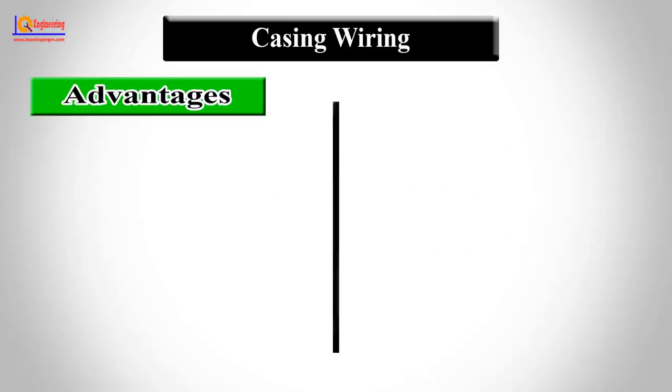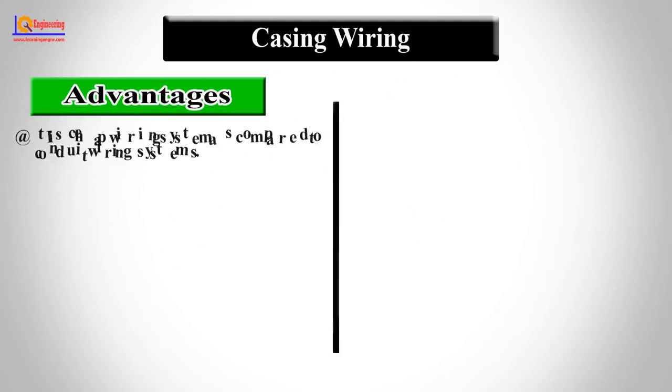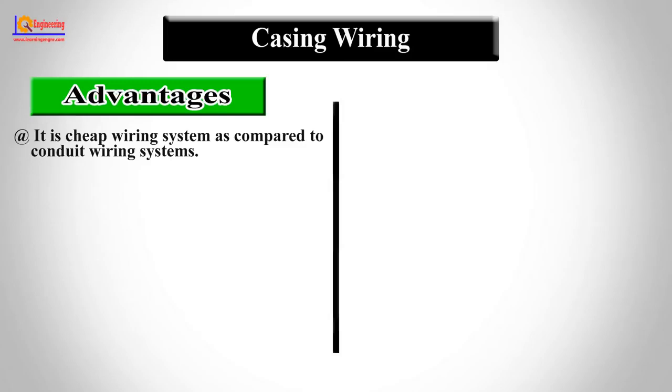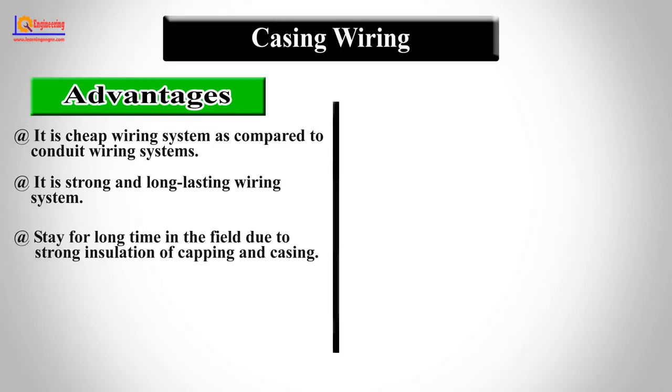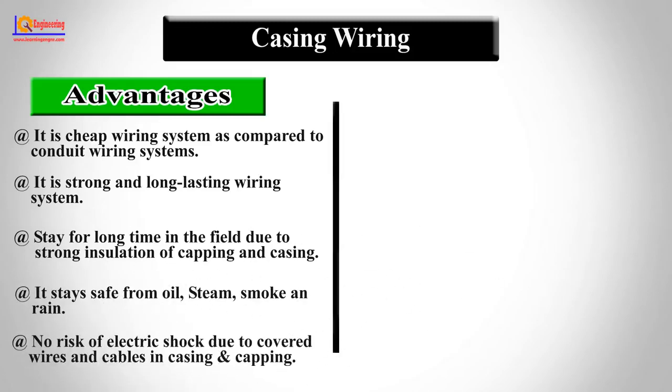Some advantages of casing wiring. It is a cheap wiring system as compared to conduit wiring systems. It is a strong and long-lasting wiring system. Stays for a long time in the field due to strong insulation of capping and casing. It stays safe from oil, steam, smoke and rain. No risk of electric shock due to covered wires and cables in casing and capping.